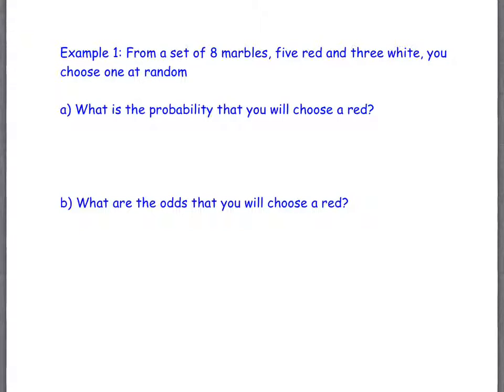Odds does not compare those quantities. Odds compares the number of ways something happens to the number of ways it's going to fail to happen. Okay? So we're going to do the probability on part A that we choose a red. So what is the probability of choosing a red? Right, so there's 5 red, and there are 8 marbles total. So there's 5 out of 8 as the probability of selecting red.